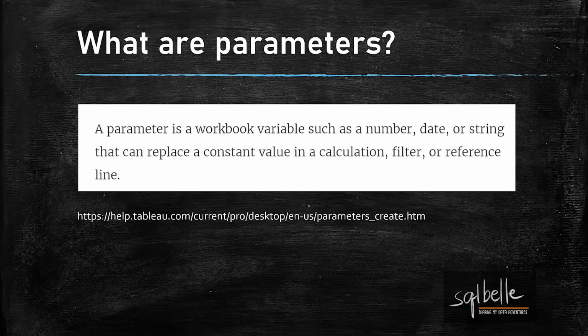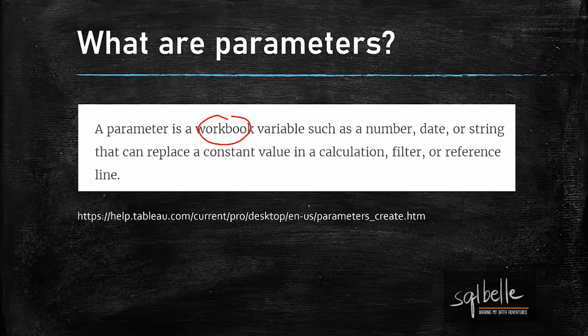In Tableau's documentation, it defines a parameter as a workbook variable such as a number, date, or string that can replace a constant value in a calculation, filter, or reference line. There are a few important things to note here. A parameter exists at the workbook level, which means it can be seen and used across your workbook. This is important because this means you don't have to recreate parameters for each worksheet.